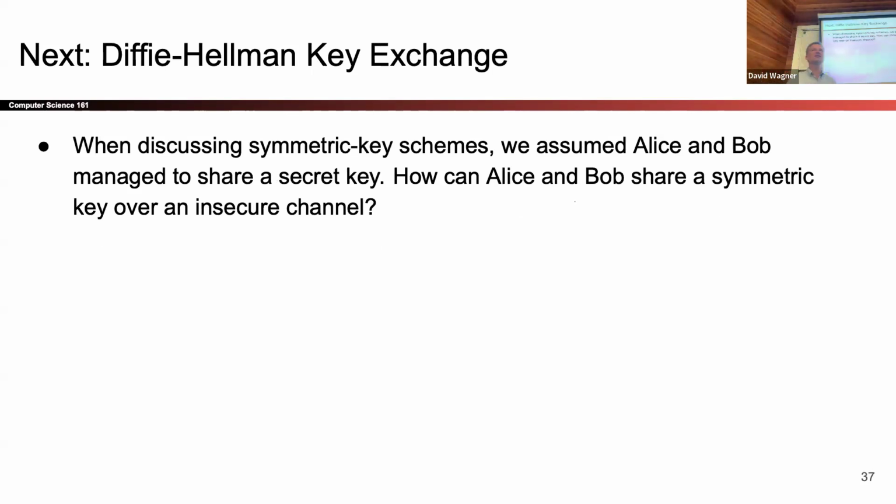What I want to talk about next: the key assumption behind symmetric key cryptography is that Alice and Bob have shared a key. They have the same key. And I want to talk about how they end up with the same key, how they share a key.